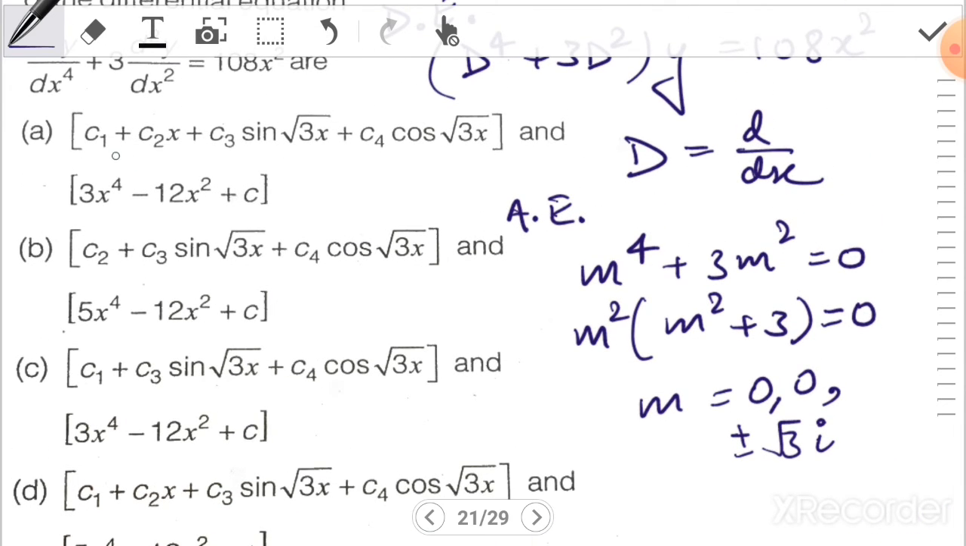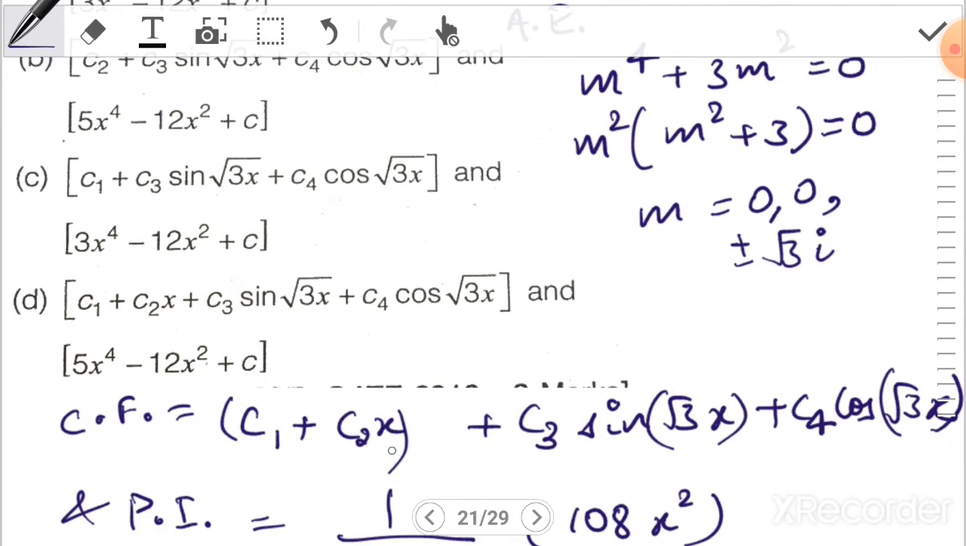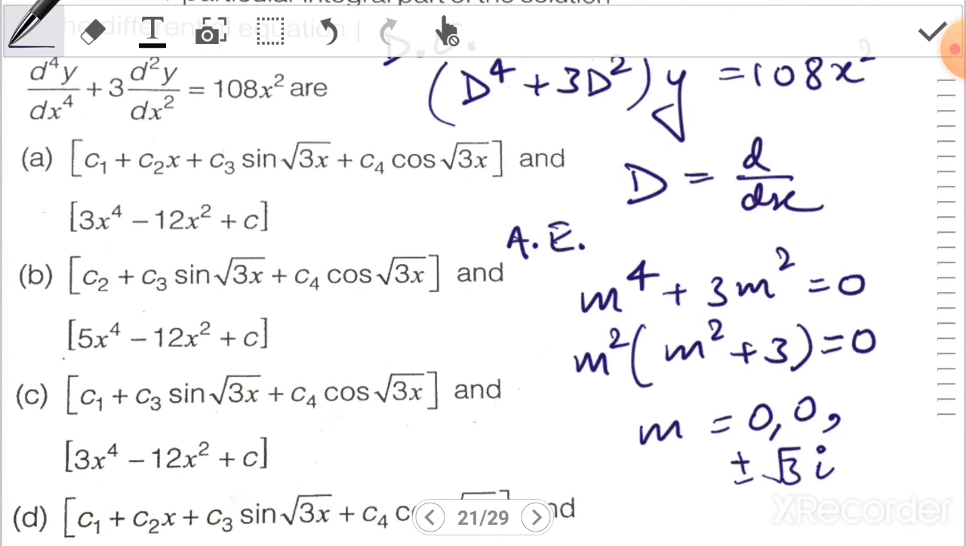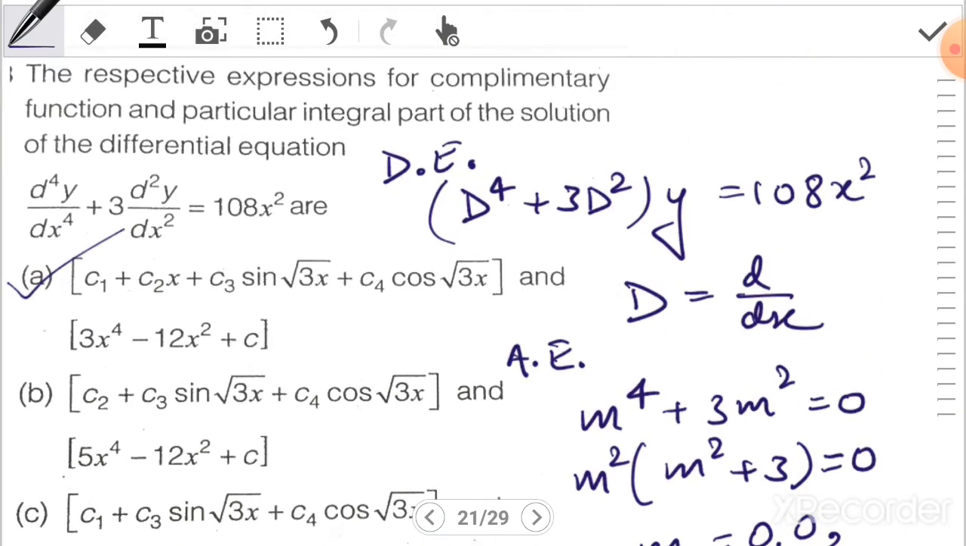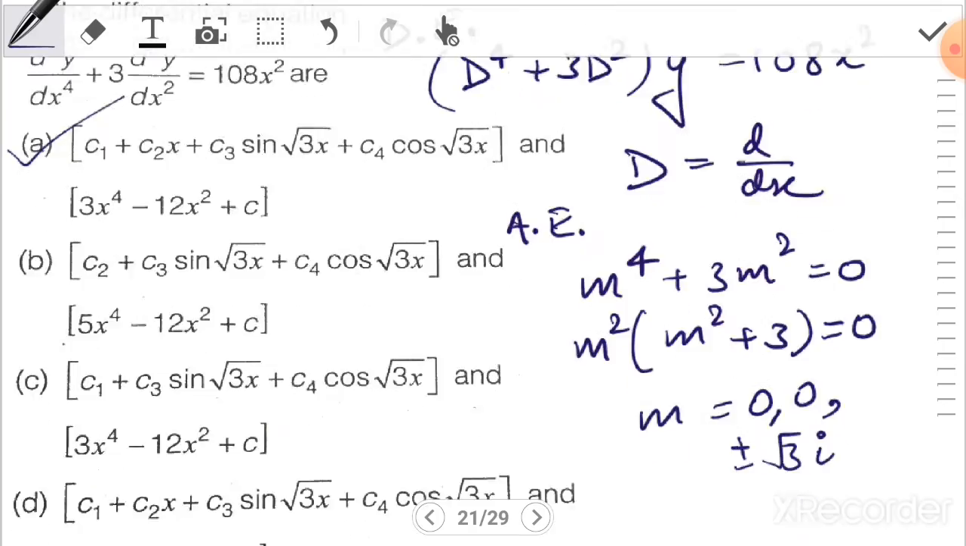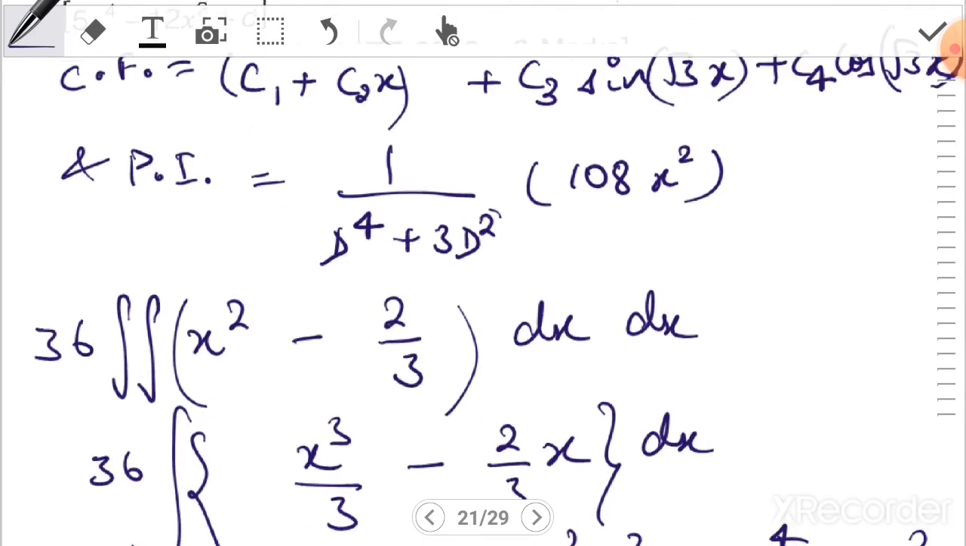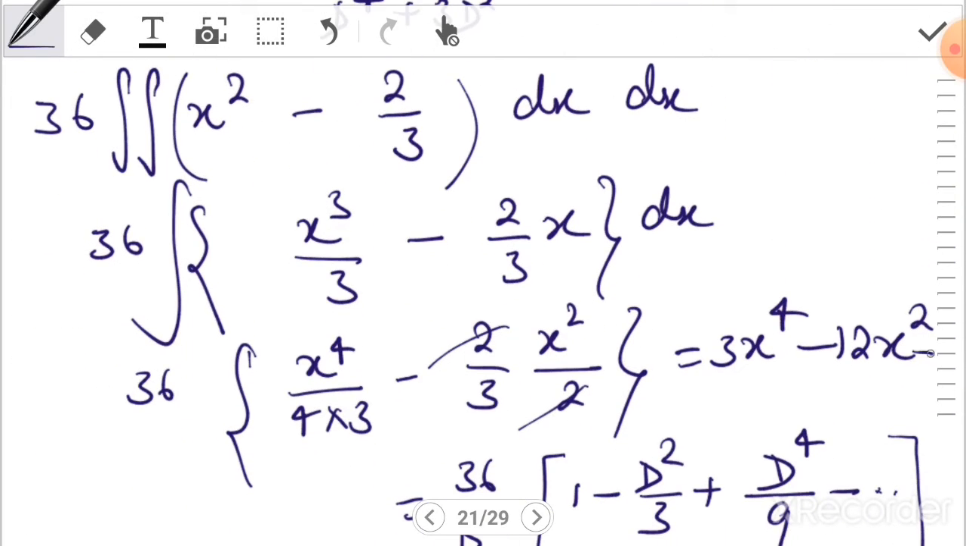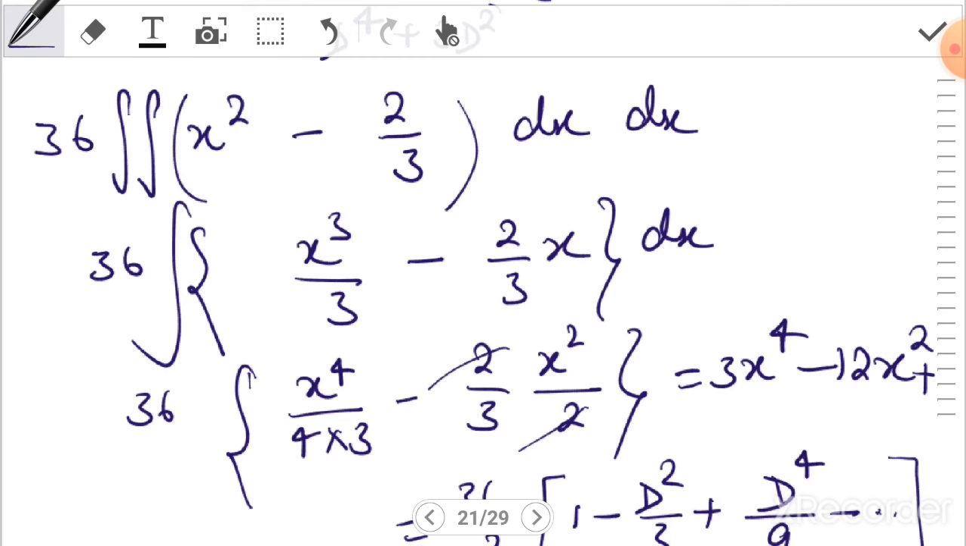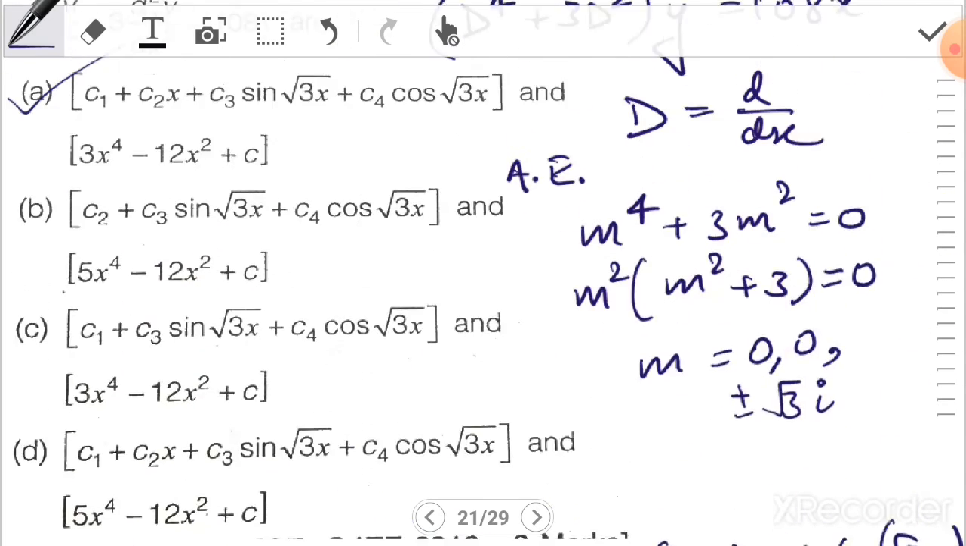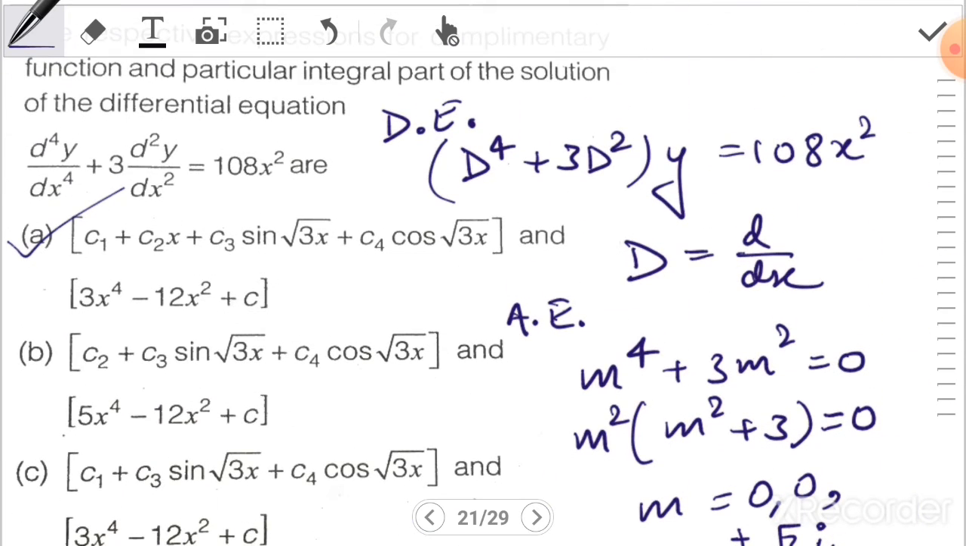So we have the complementary function as c1 plus c2 x plus c3 sin root 3x plus c4 cos root 3x, and the particular integral as 3x to the power 4 minus 12x square, obviously plus a constant c. Yes, so A is the right answer. Let's see the next question.